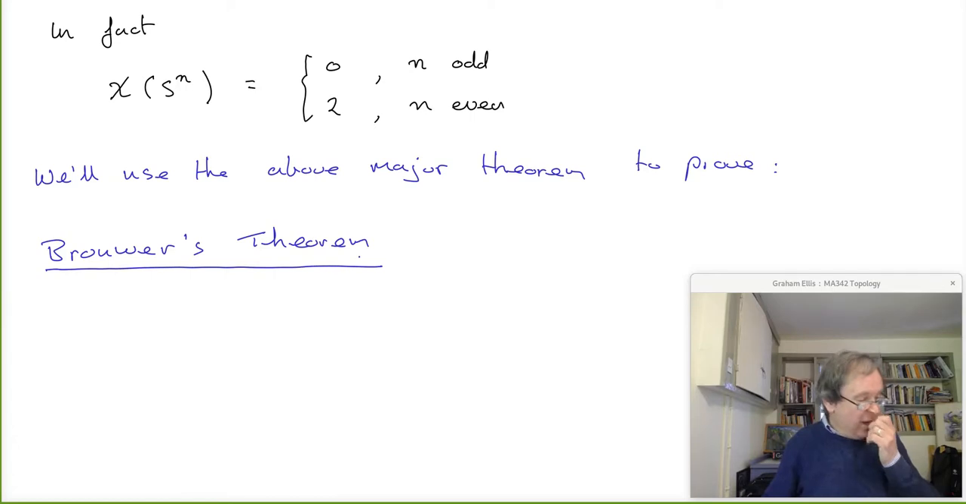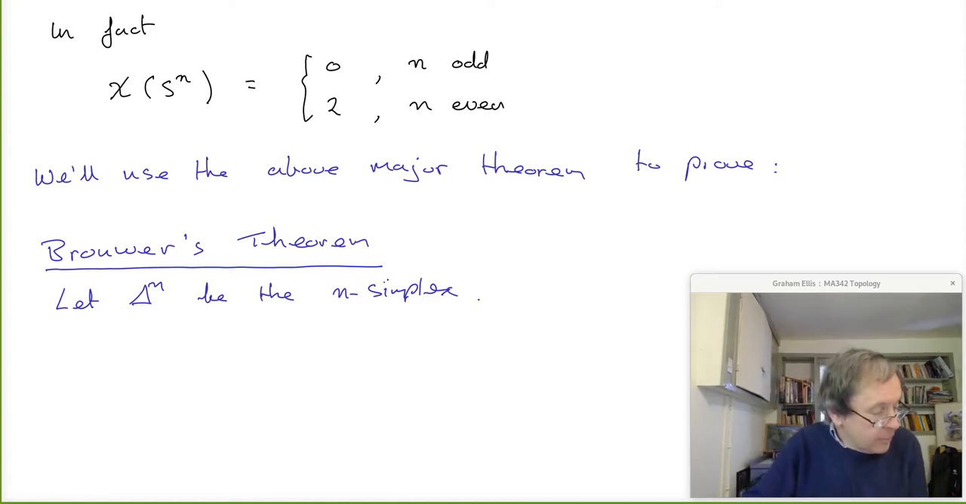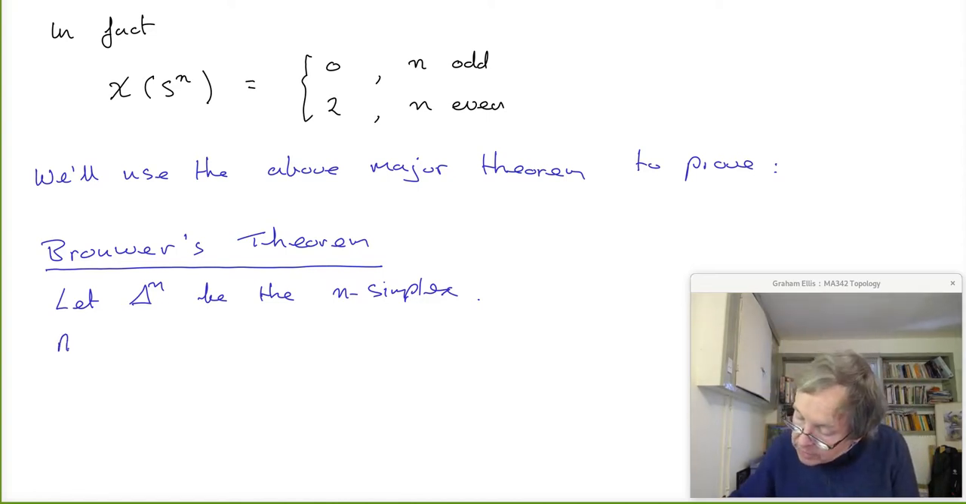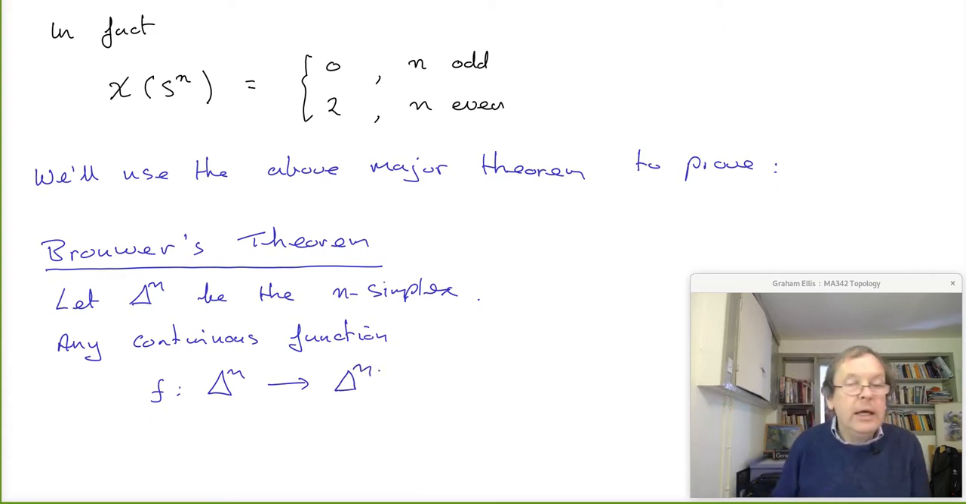Brouwer's theorem. So what does Brouwer's theorem say? There are different ways of writing it down; I'm going to write it down like this. Let delta n be the n-simplex. If n is equal to 3, it's a solid tetrahedron. Then Brouwer's theorem says that any continuous function f from the n-simplex to the n-simplex, doesn't matter how you define f, will have a fixed point.